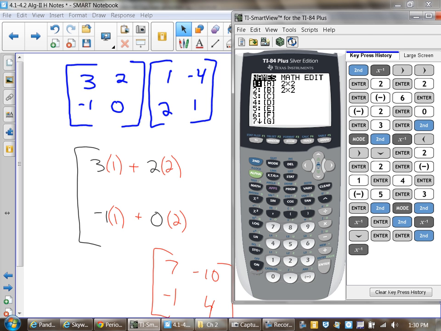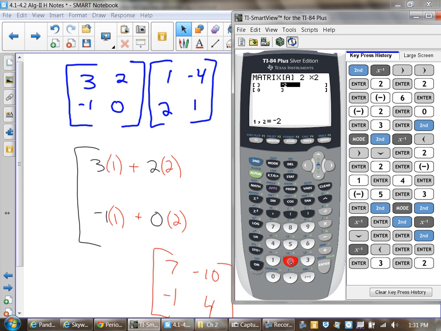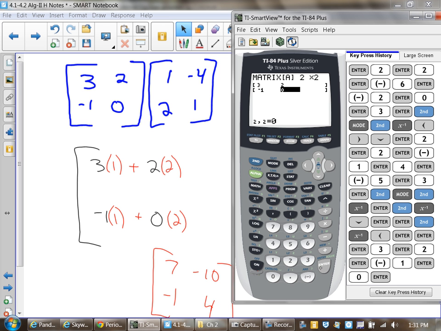So let's check the other one. We have a 2 by 2 in A, so let's edit it. We already are working with the 2 by 2. We're just going to change the entries. 3, 2, negative 1, 0. All I'm doing is just re-entering into the matrix. I'm going to check our first problem that we did together, make sure we did it right.